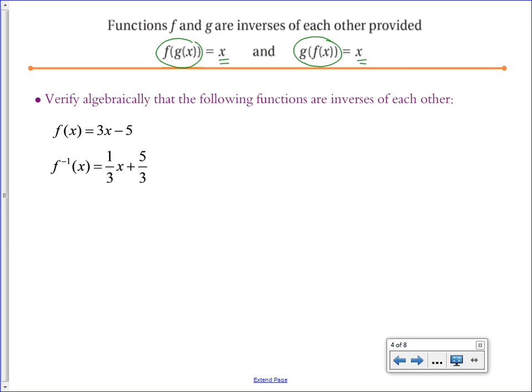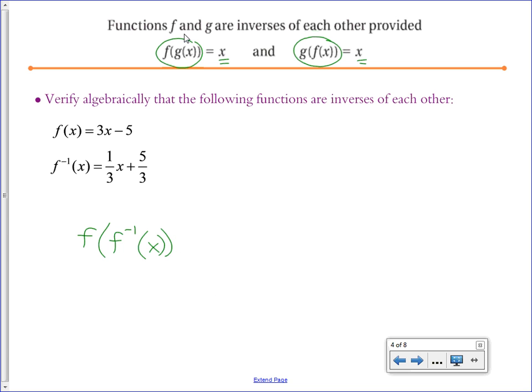So if your instructions ask you to verify algebraically that two functions are inverses of each other, that means without graphing, without looking at the graph of either one of these functions, can we prove that they are inverses of each other? And we're going to do that using composition of functions. So I'm going to start by finding f of the inverse of f of x. Oh, I think I have an extra parenthesis in there. Get rid of that.